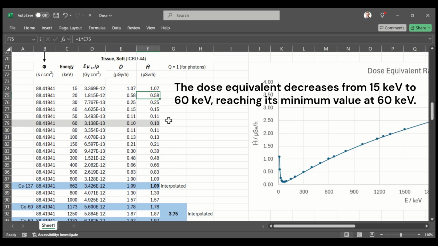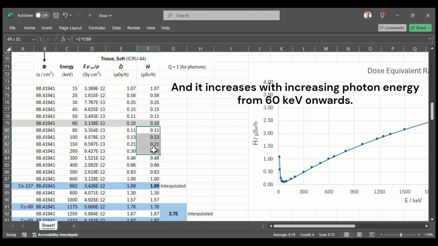The dose equivalent rate decreases in the photon energy range from 15 to 60 kV, reaching its minimum value at 60 kV. And it increases with increasing photon energy from 60 kV onwards.